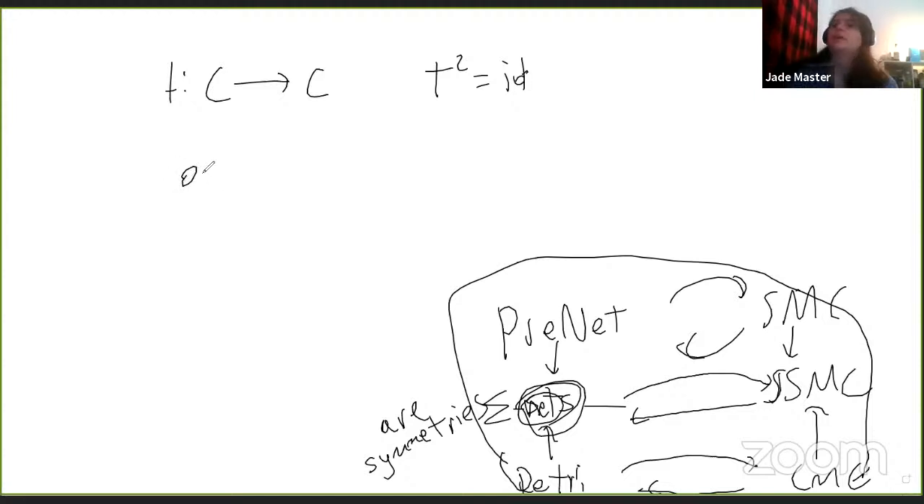Maybe it's true there is sort of a duality between places and transitions. You can sort of turn them around and turn one into the other. So maybe that's an involution. It's just a guess, but I'm not sure. It's an interesting question, though. Does anyone else have any questions or comments?